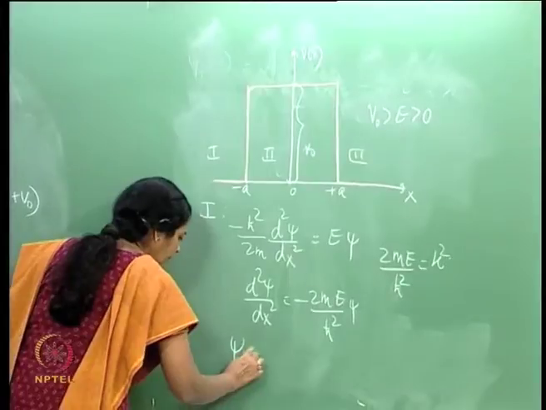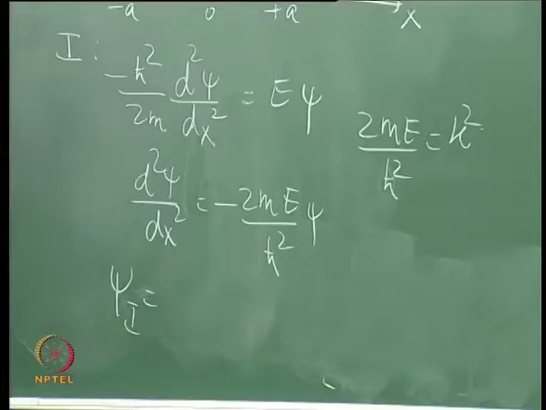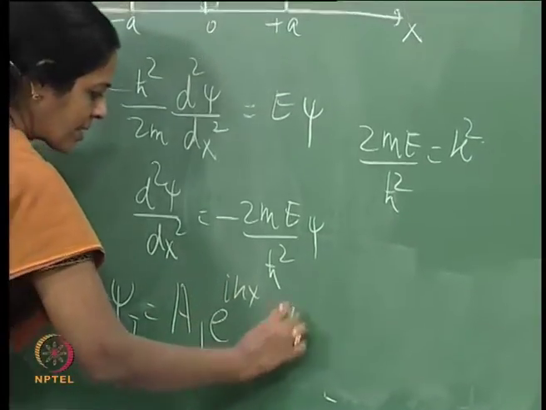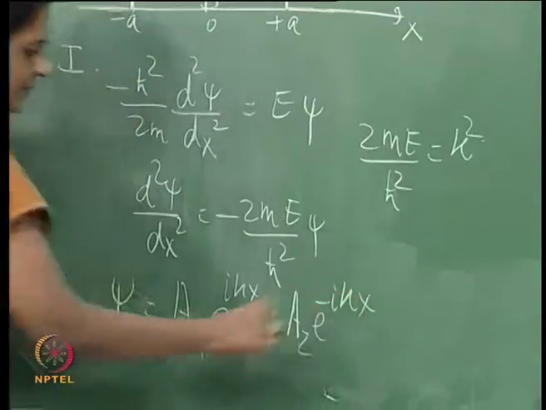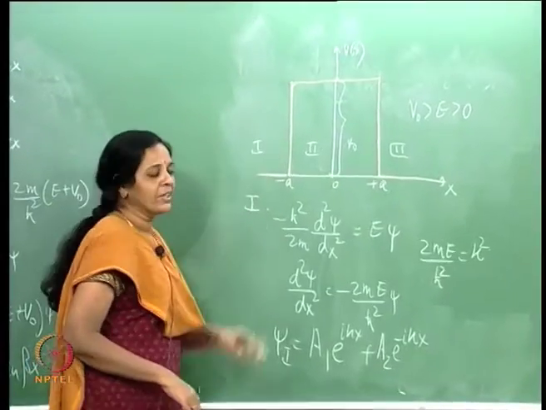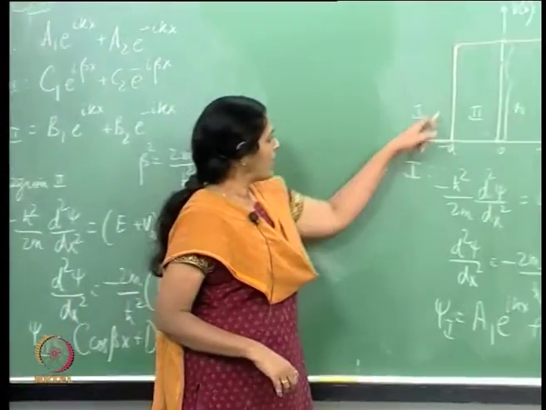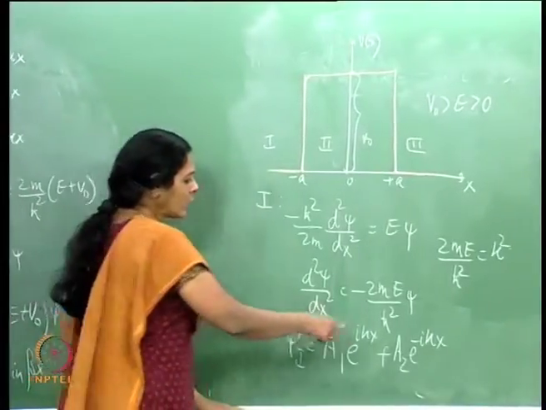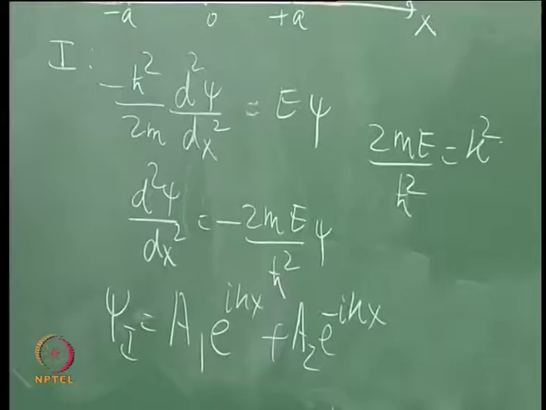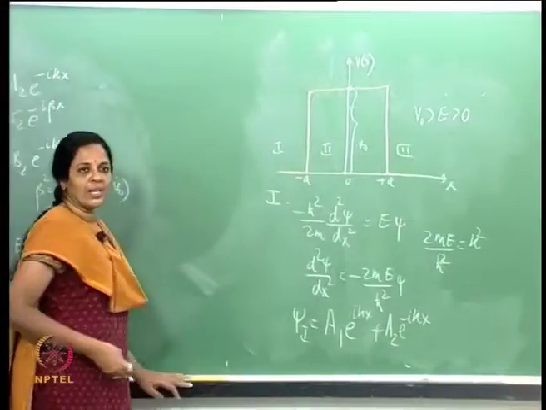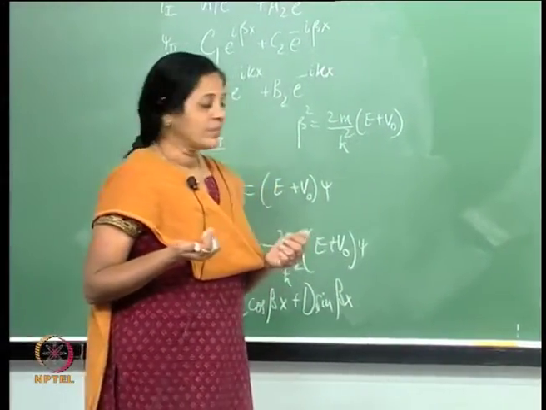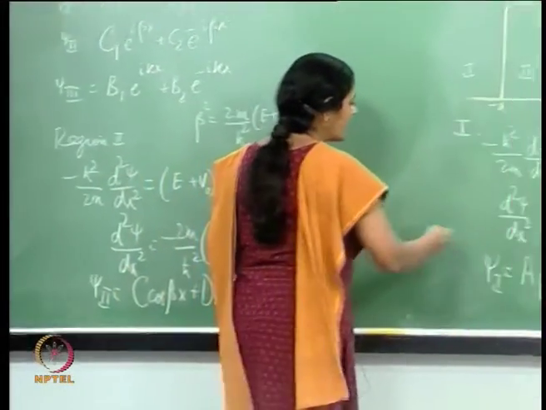Therefore, the solution for psi in region 1 is clearly going to be a1 e to the i kx plus a2 e to the minus i kx. So e to the i kx represents a wave with momentum h cross k hitting this barrier from the left. E to the minus i kx has a coefficient a2 which should give me the probability amplitude for reflection from the barrier, because that would correspond to a wave with momentum minus h cross k. So this is in the region psi 1.